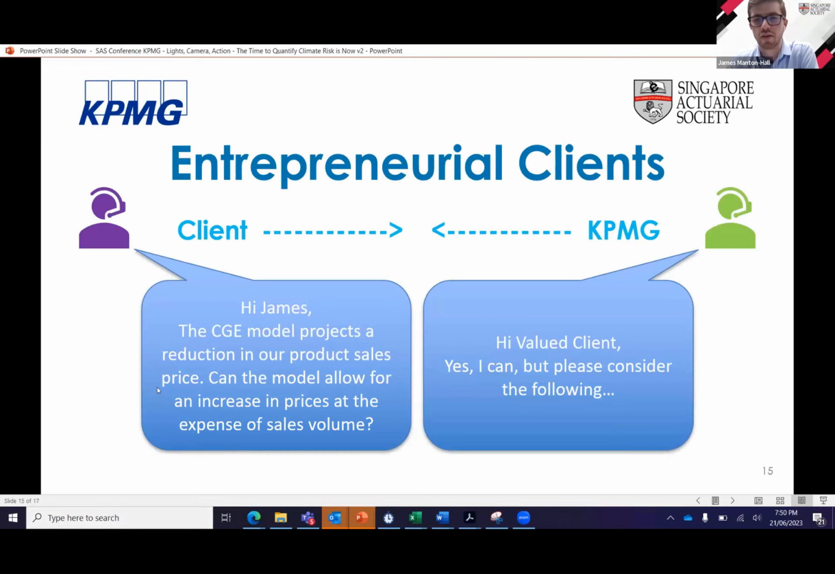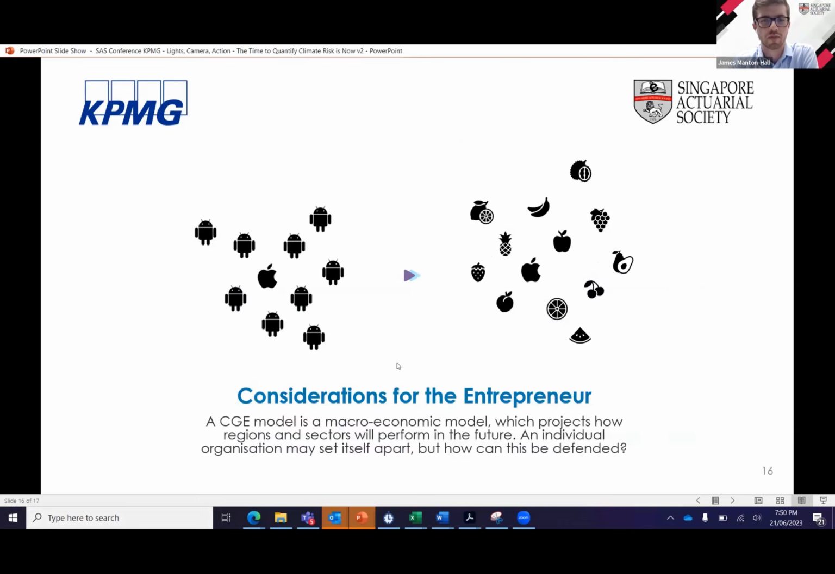High-value client? Yes, we can, but please consider the following. So when we are looking at the economic modeling and looking at supply-demand trends, we're typically looking at how overall regions and sectors will perform. Because we're using global economic models, we have to stop somewhere in the granularity chain. It would be too noisy a model to try and model everything down to individual products or individual companies, for example, at a global level.